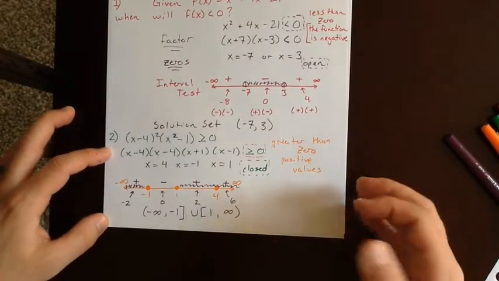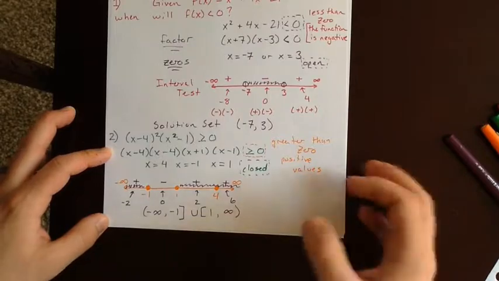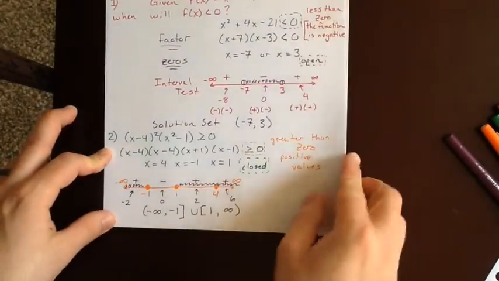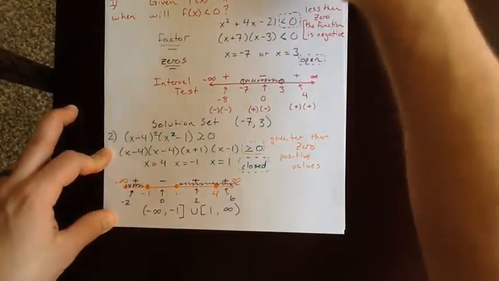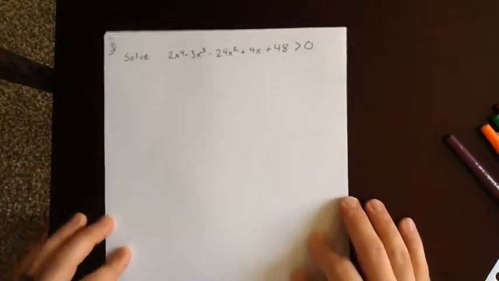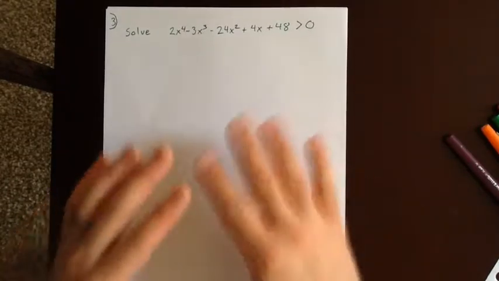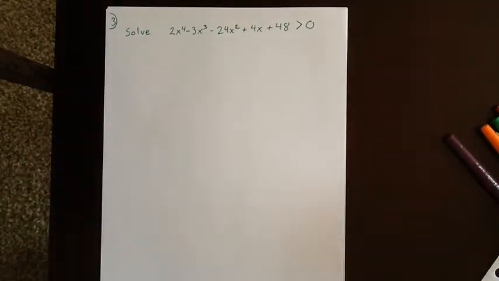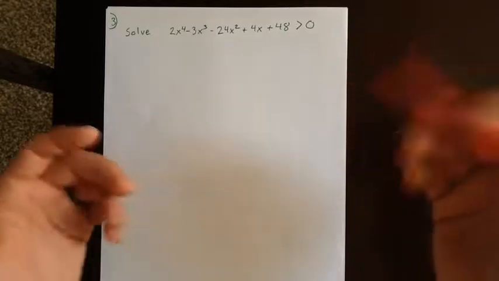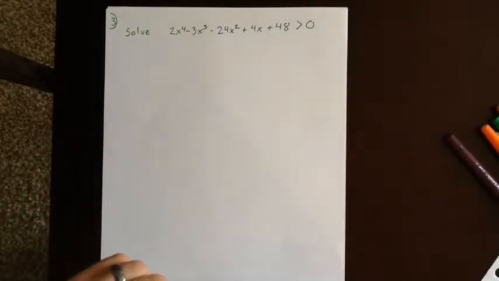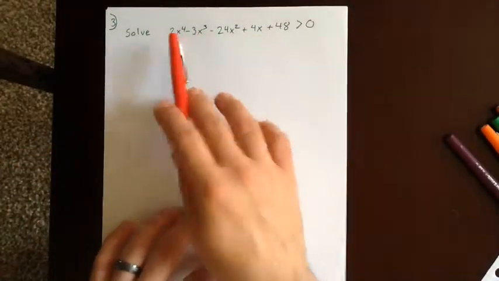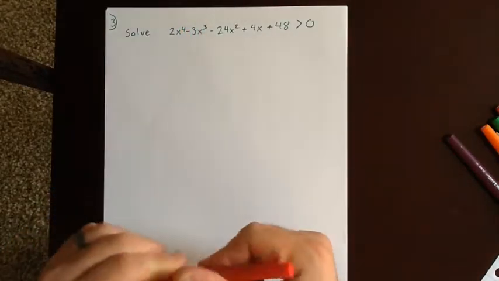So, our last example, yes I said last example, is something of a higher degree. So let's say we have this quartic equation, this equation with a degree of 4.